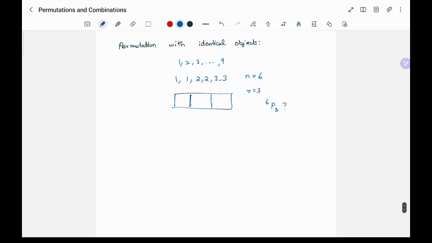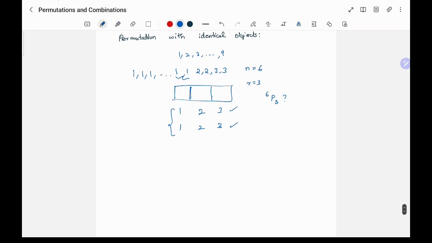It will not be, right? For example, if I choose this one and this one, let's say 1a and 1b, then I can get 1a 2 3, 1b 2 3. So just because I put these tags as a and b, we are able to distinguish these two. But in reality, this tag is not available and they are actually the same number. So we are actually counting this twice, right? So if there are n repetitions of 1, how many ways will this repeat?